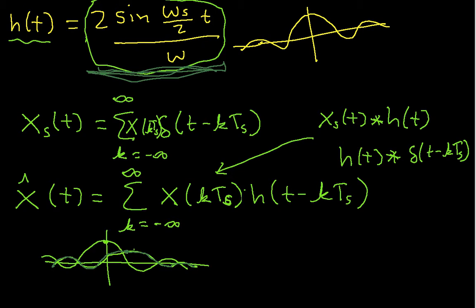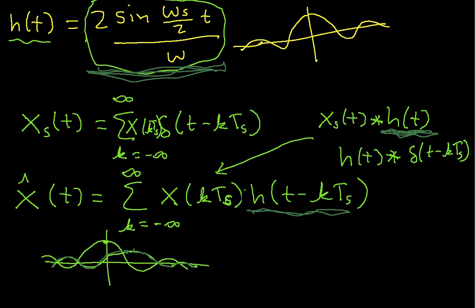Now, the question that you might ask is, what if I don't have an ideal low-pass filter? Because it turns out that it's impossible to build an ideal low-pass filter in the real world. In that case, this h of t will be something other than a sinc function. But what I'll do is still take copies of h of t, shift them over by k t sub s, and multiply them by the magnitude of x sampled at that point.